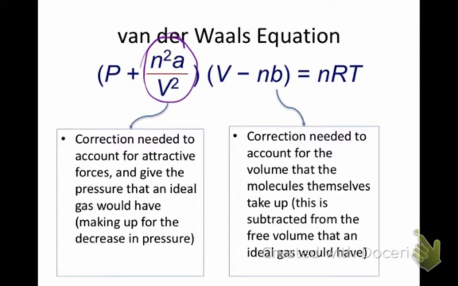This correction here corrects for the attractive forces. So this makes up for that decrease in pressure that we see in a real gas because of those attractive forces holding back on the collisions of nearby particles with the container walls.